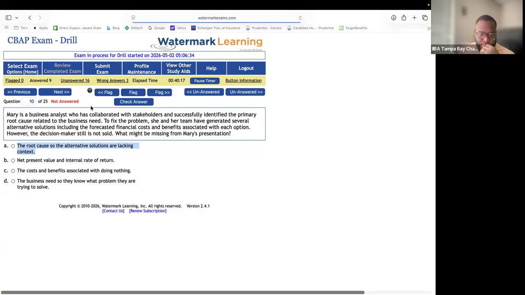So, two things that I can see here: the root cause has been identified, and the solution and benefit associated with every other alternative solution has also been identified. So what is actually missing? Are we missing the root cause? Okay, we are not missing that, I guess. Are we missing the net present value and internal rate of return?